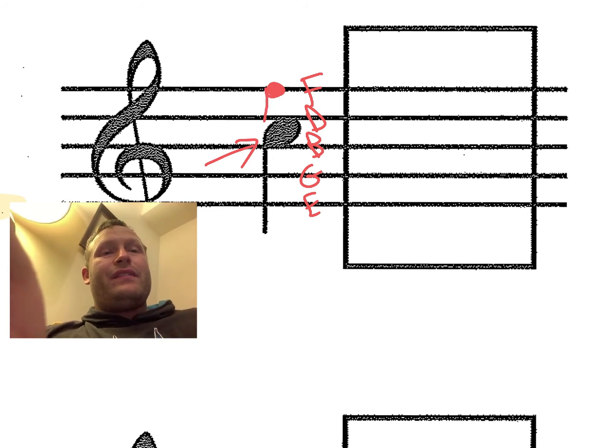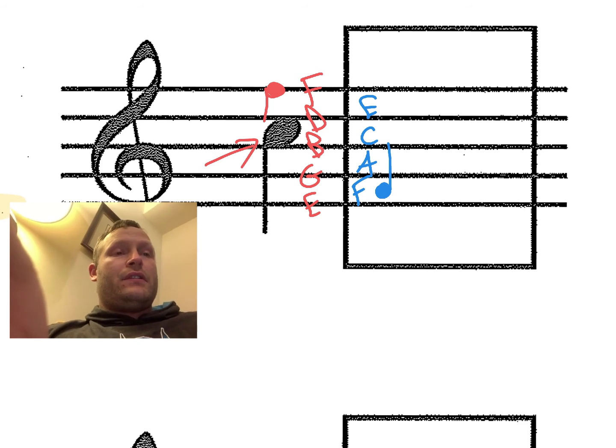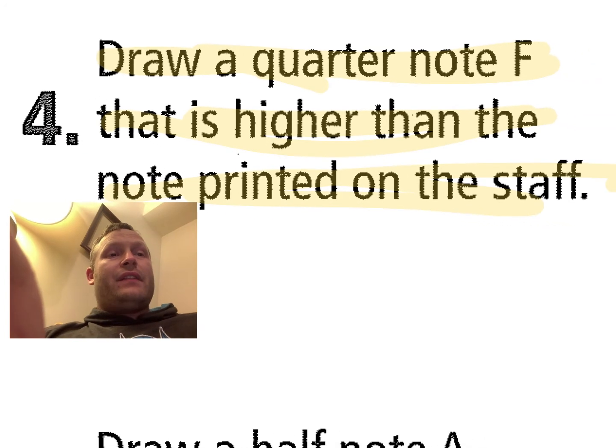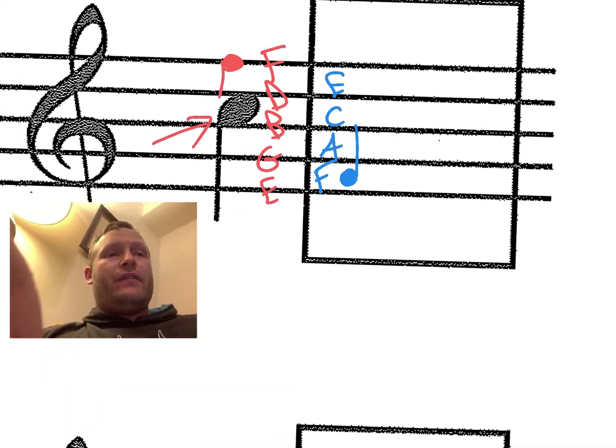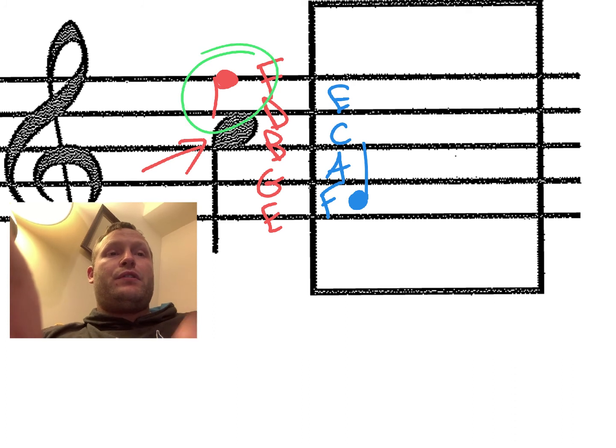But we also know that the spaces spell face, right? So there's two Fs that are possibilities. How do we know which one's the correct one? Because of what it said in the instructions. It said that it is higher than the note printed on the staff. And it just means higher than the note that they gave you, right? So it gave us this one. It wants the F that's higher. Well, it's got to be that one. So I would say that one's your answer. Make sure you draw that one inside the box, please.